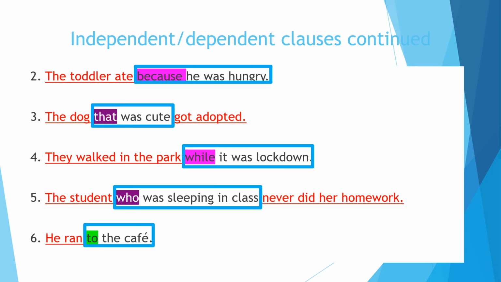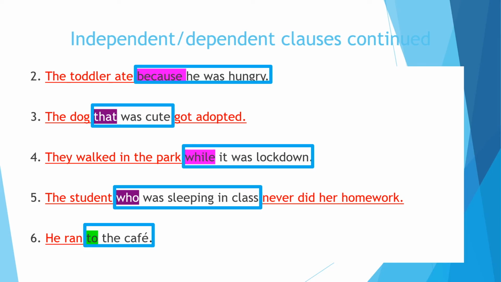Number 2, the toddler ate because he was hungry. Because is a conjunction. Let's test if the toddler ate is a main or independent clause. Does it have a subject? Yes, the toddler. Does it have a number? Yes, there is one toddler, so therefore it is singular. Does it have a tense? Yes. So we can determine the toddler ate is the main or independent clause, and because he was hungry is the subordinate or dependent part of the sentence.